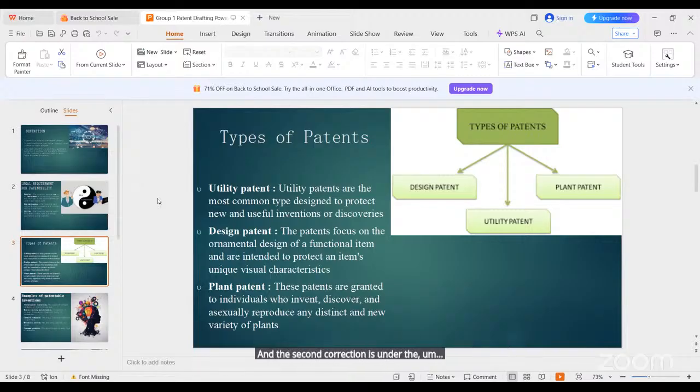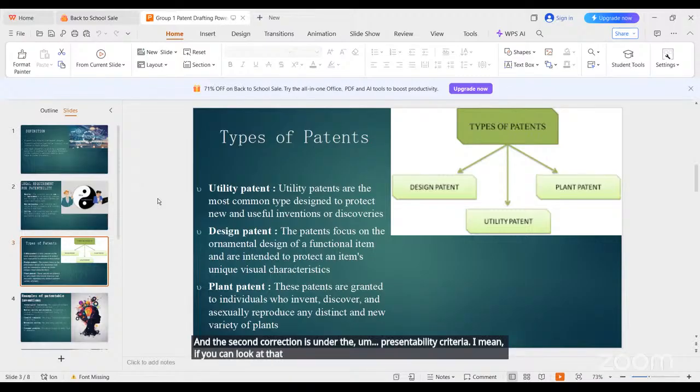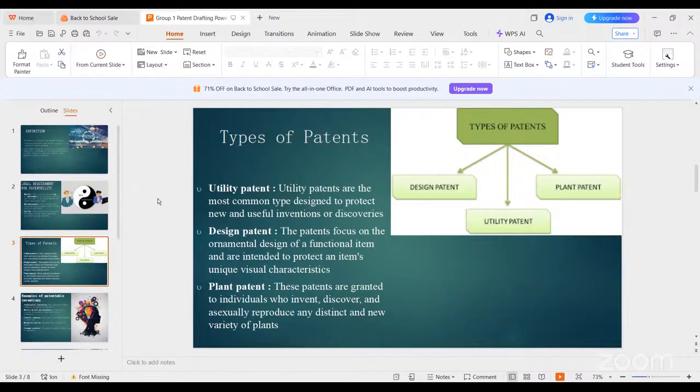And the second correction is under the patentability criteria. If you can look at that, Dennis. Criteria for patentability. I think it's the 5th slide thereabout.